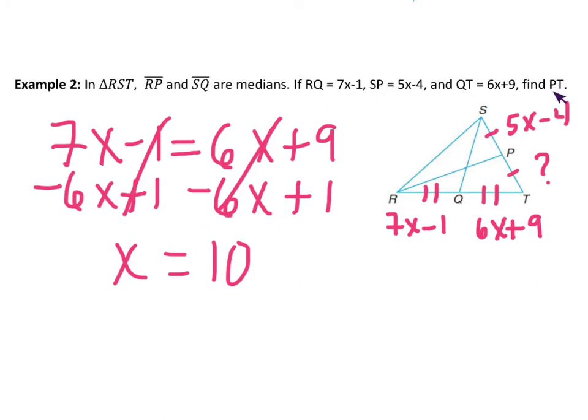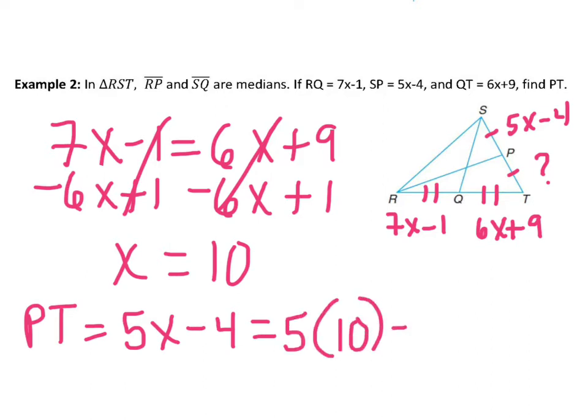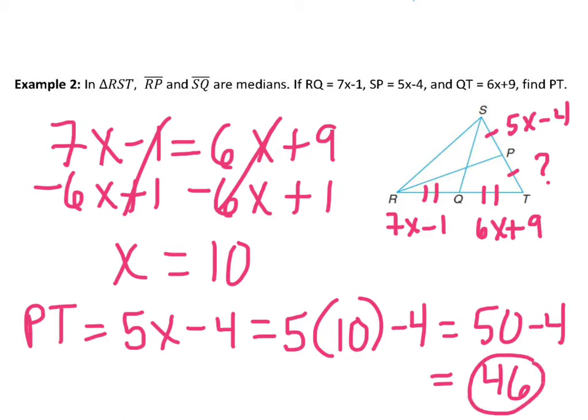In order to find PT, I want to find the length of SP. So let's just indicate here that the length of PT is equal to SP, therefore it is equal to 5x minus 4. And when we plug 10 in for x, we get that 5 times 10 minus 4 will be the length of PT. 5 times 10 is 50, minus 4 will give us 46 total. Therefore, 46 is the length of segment PT.